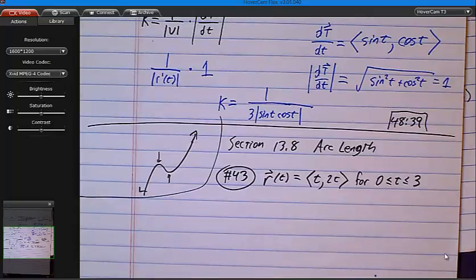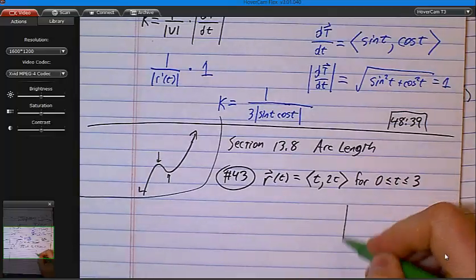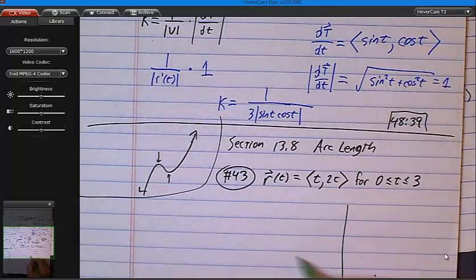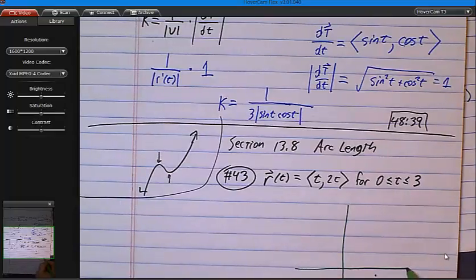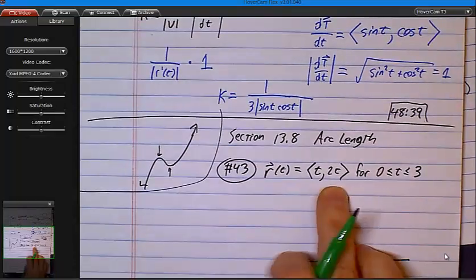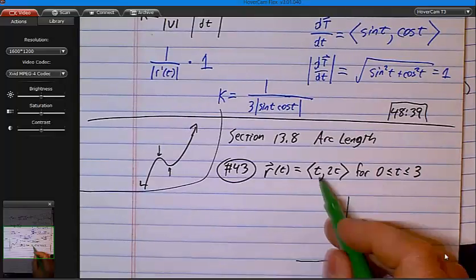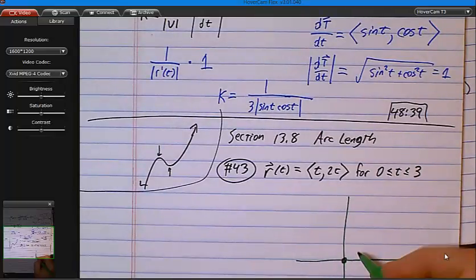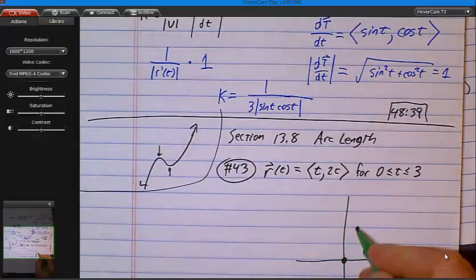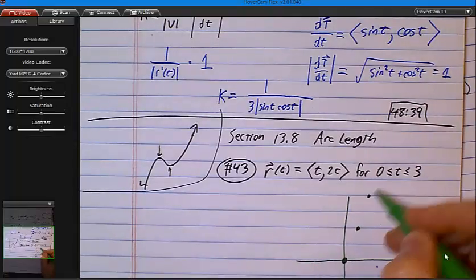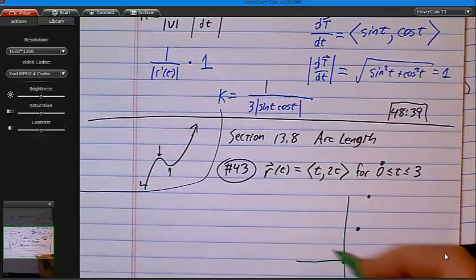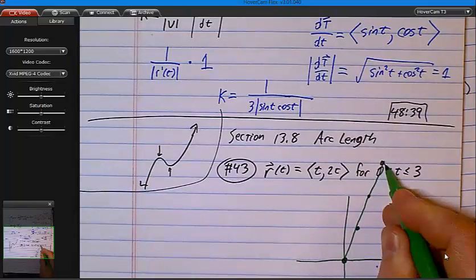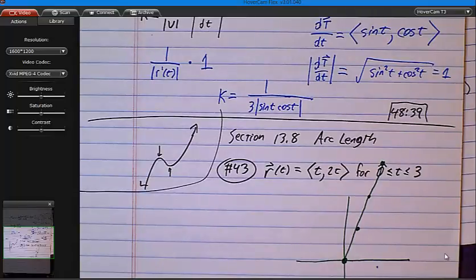But by the way, what kind of curve is this? Well, it's in R2, right? I suppose I could plot it. Let me do that. It's looking linear to me, right? If I put in a 0, I'm at 0, 0. If I put in a 1, I'm at 1, comma 2. If I put in a 2, I'm at 2, comma 4. And if I put in a 3, I'm at 3, comma 6. So that's my curve. This would be a bad example for tonight's homework, right? No curvature. But maybe it's a good example for arc length.